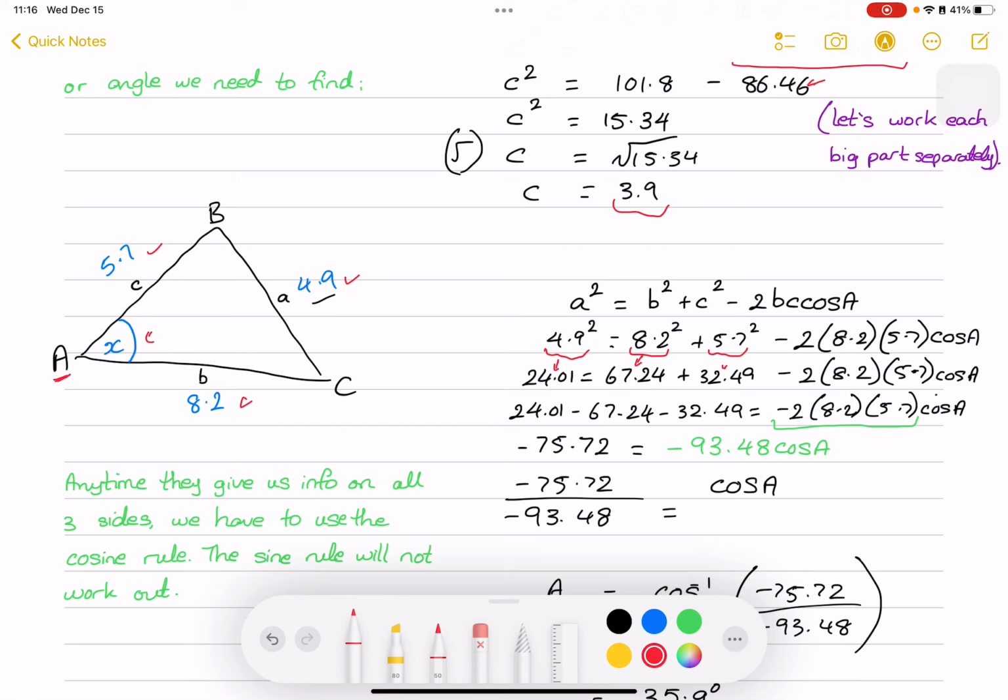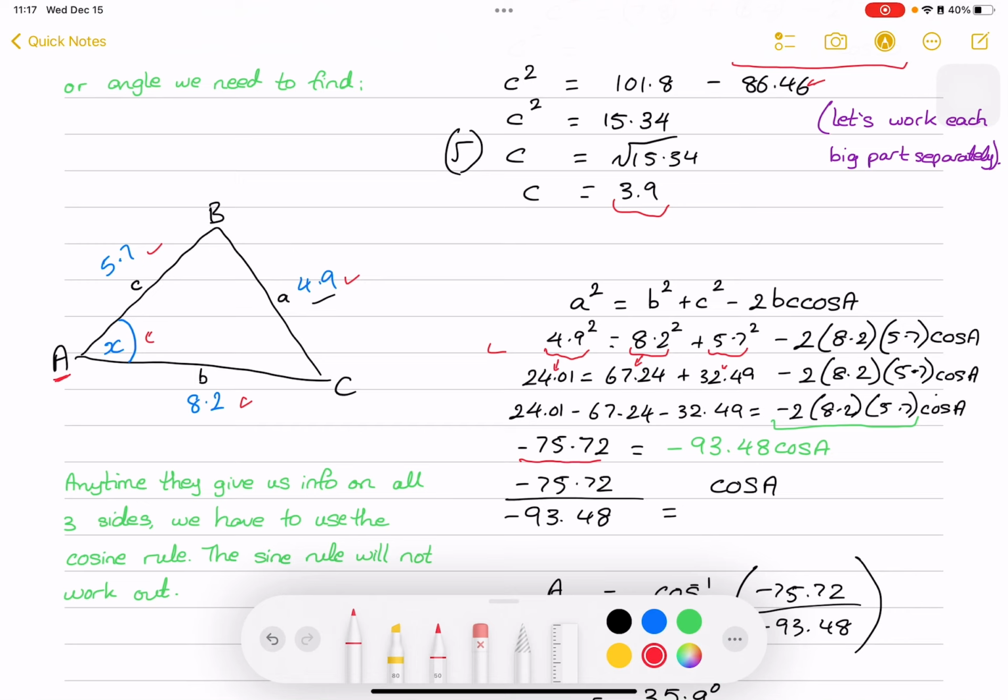So remember, I want to move all of that to the other side of the equation, the left side. So I'm going to move the 67 and the 32 to the other side. Remember, when we are moving things to the other side, we need to change the sign. So 67 becomes negative 67, 32 becomes negative 32. So I put my 24.01 minus 67.24 minus 32.49 into my calculator, and I got this value, negative 75.72. I'm very happy about that.